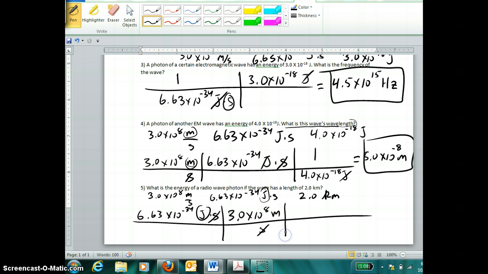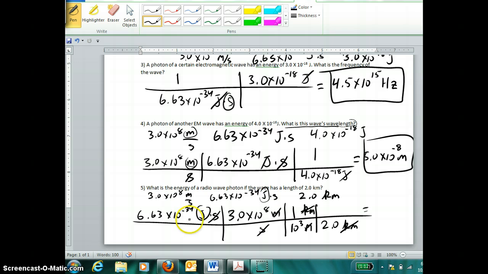The only problem here is that the units are not consistent with each other. Kilometers can't cancel meters, so I make a quick conversion. Meters, kilometers, 1 kilo of anything is 10 to the third of that thing. I cancel, and now I can cancel this length in kilometers with the given length in kilometers. Kilometers cancel.